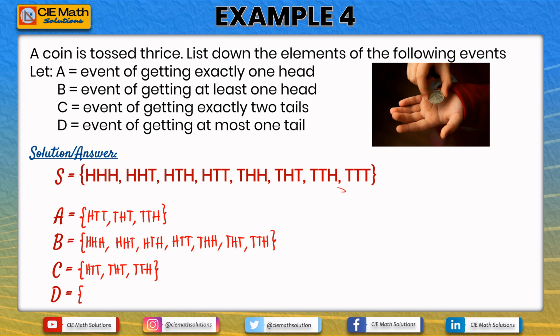Looking at the elements of the sample space, head, head, head doesn't contain any tail at all. That means zero tail. We have also head, head, tail, that contains 1. Head, tail, head. We also have tail, head, head. No more. So we have head, head, head; head, head, tail; head, tail, head; and tail, head, head. So there are only 4 elements of event D, containing at most 1 tail.